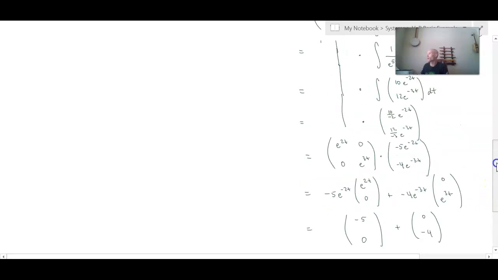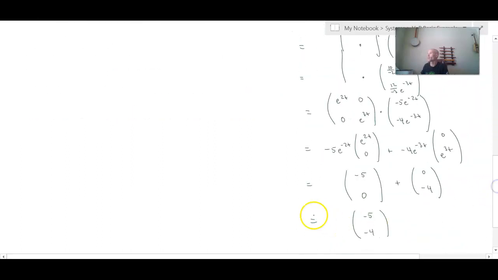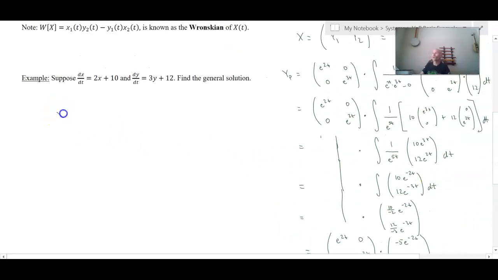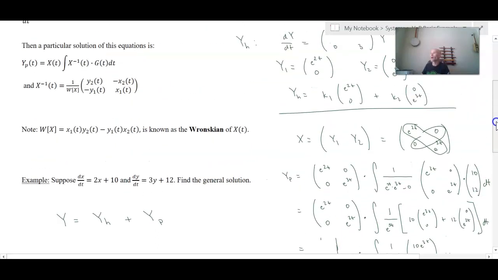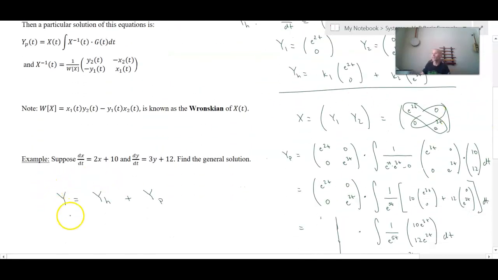Okay, so let's backtrack. What did we just accomplish? We just calculated y sub p. Awesome. Well, we know that the general solution will be the homogeneous plus the particular. We have the homogeneous. We established that that is going to be k1 e to the 2t, 0, plus k2 0, e to the 3t. Okay, that's our homogeneous right there.